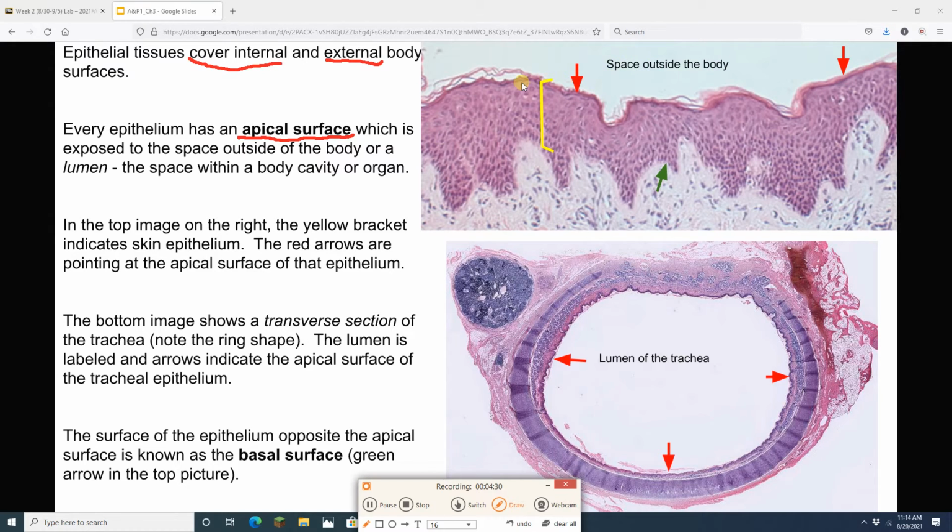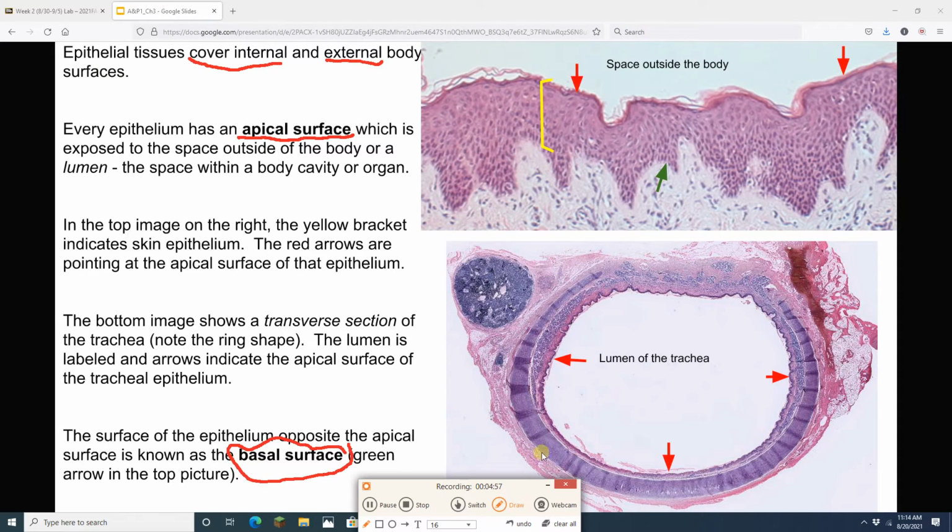In this epithelium, we have a side exposed to the outside space. That's the apical surface. And we also have a deeper side, the one my cursor is going over right now. There's a green arrow pointing at it. That's called the basal surface. I wrote that down there. The basal surface, okay?